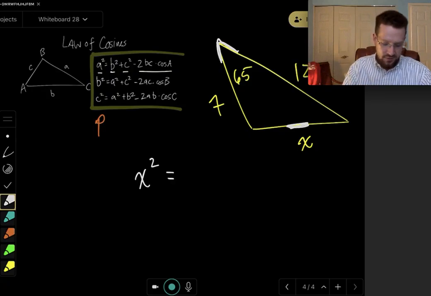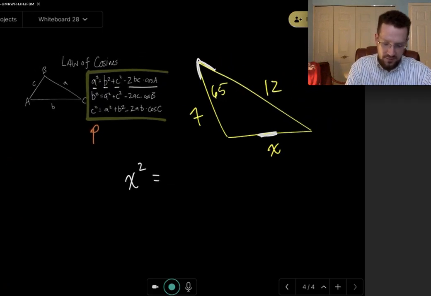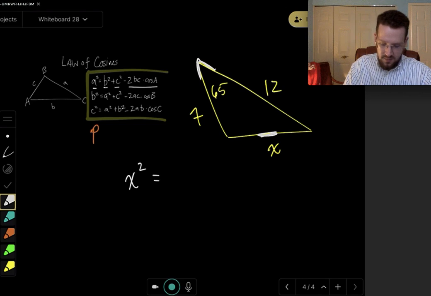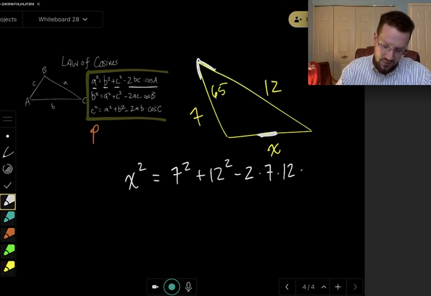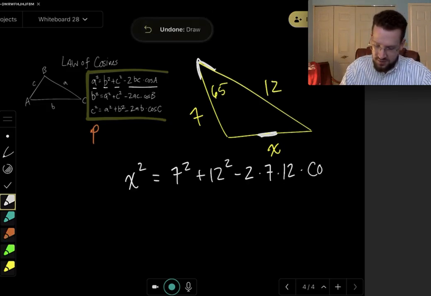And then we're going to square our other two sides and add them together, the sum of their squares, minus 2 times their product. So the other two sides here are the ones that we're working with. So this is times 7 times 12, and then it's times the cosine of the angle. It's the cosine of the angle that's opposite the side, the angle in question.